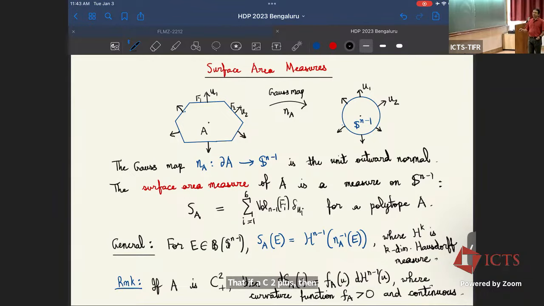It turns out that if A is C2+, then this surface area measure is absolutely continuous with respect to n minus one dimensional Hausdorff measure. The density turns out to be the curvature function of A, which is a strictly positive continuous function, which captures something about the curvature of the boundary.